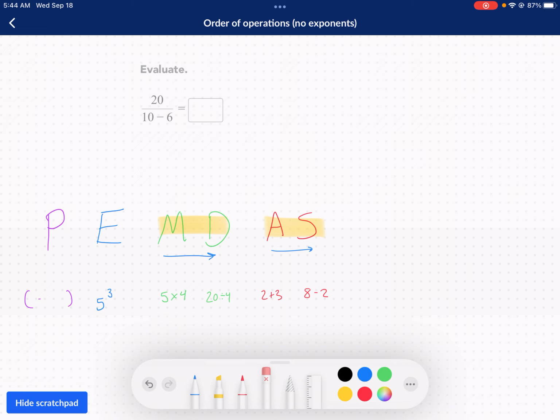So looking at the order of operations, parentheses is not an operation, but it's telling us where we should begin. It tells us to focus on anywhere we have parentheses first.